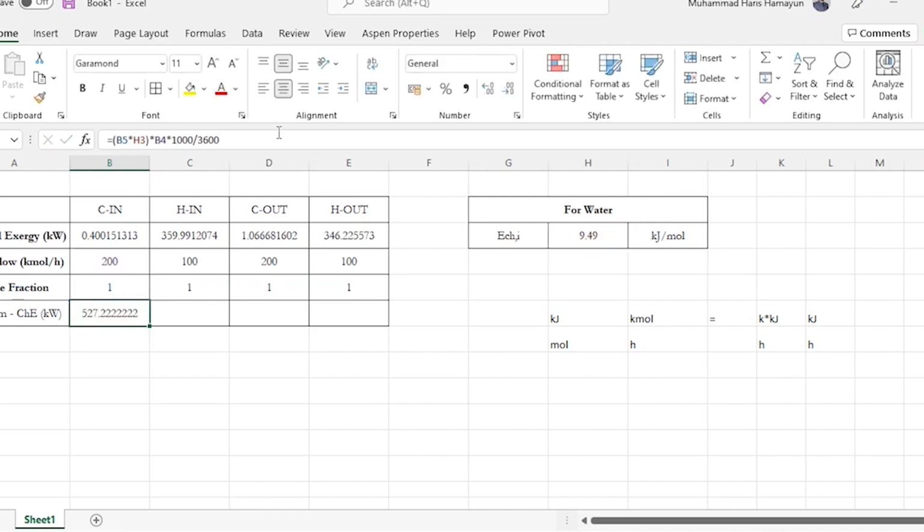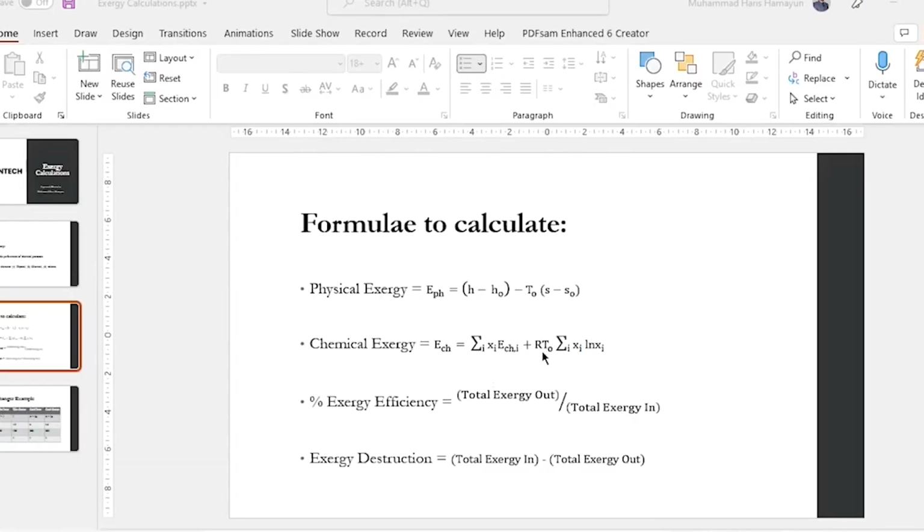What we need to do, we need to drag it, but obviously before doing that, let's fix this standard chemical exergy value, and we can now simply drag it over here as well. Now we need to calculate the second term of chemical exergy, and that is RT naught. R represents the ideal gas constant, 8.314 joule per mole per Kelvin.